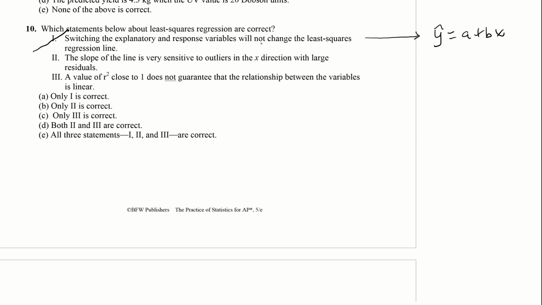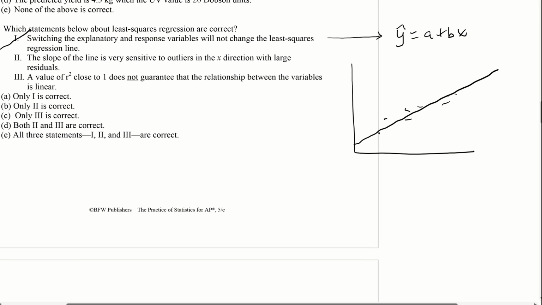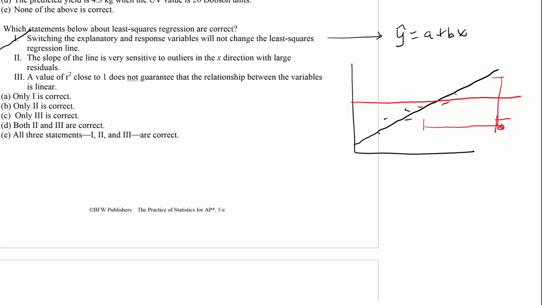Statement 2: the slope of the line is very sensitive to outliers in the x direction with large residuals. Yes, so if I have a regression line that looks like this, and I have an outlier that is large in the x direction, for example, and it has a large residual, so for example, like this, very far away in the x direction from the data, then that's going to make the slope change dramatically, right? It's going to swing the line that way and that way.